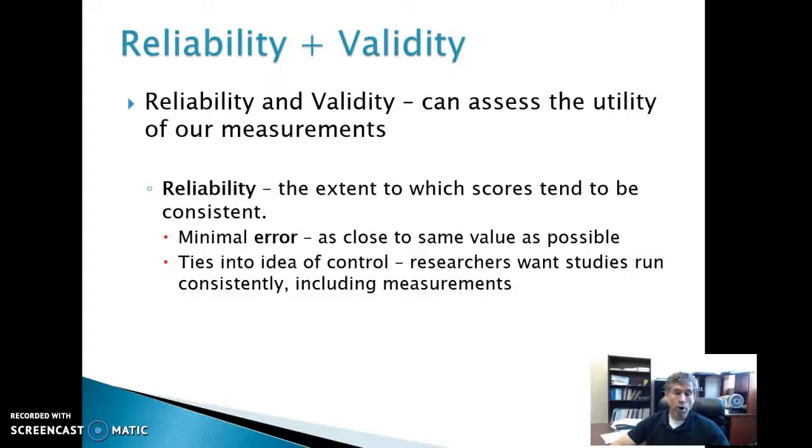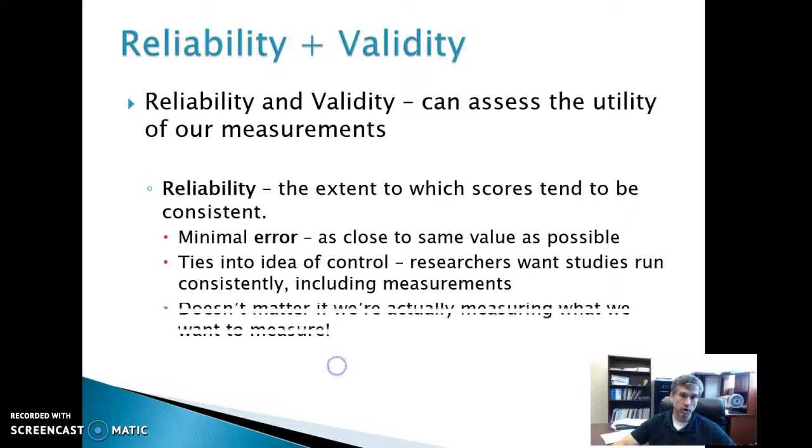This ties into the broader idea in research design of control. We want everything as consistent as possible, and we certainly include our measurements in that. We want to make sure that we can rely on those measurements, that we know that individual measurements aren't going to fluctuate a lot when the variable itself isn't moving, that there isn't a lot of noise or a lot of error in those measurements. Again, reliability is all about consistency.